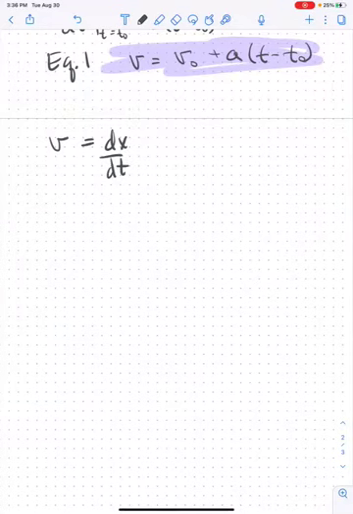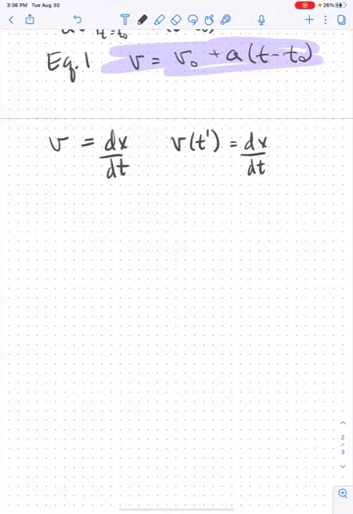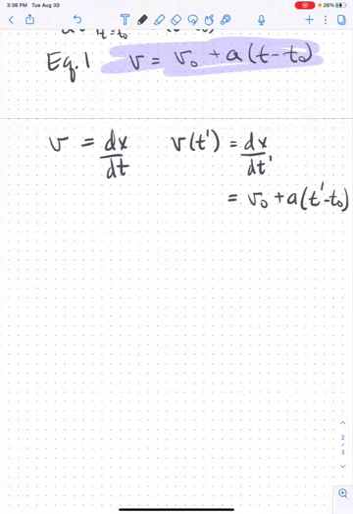And we're going to do basically the same thing that we did before, except we're going to again write v as a function of t prime instead of t. So that means we're doing dx dt prime. And we just found above that that's equal to v naught plus a, now we're replacing all our t's by t prime, that's our dummy variable, minus t naught.